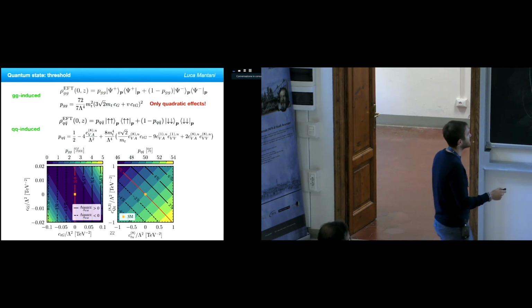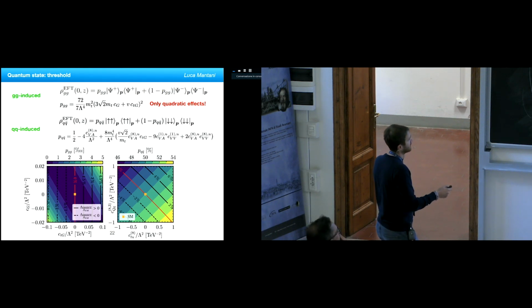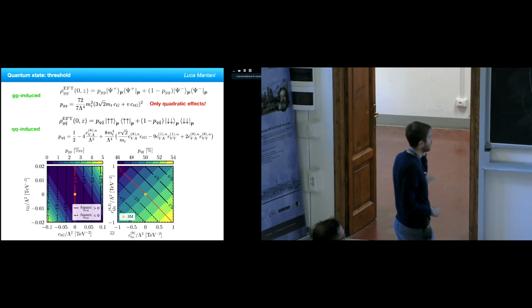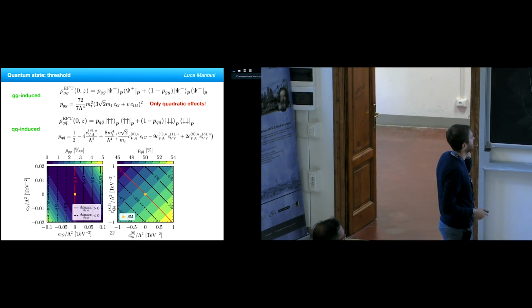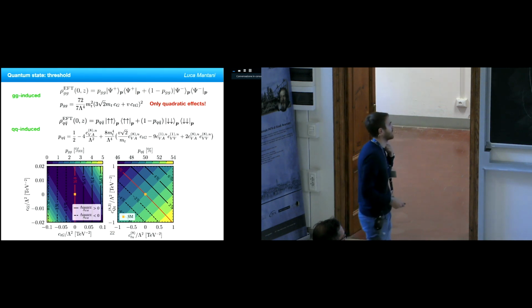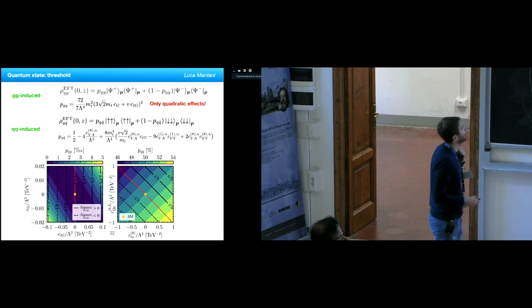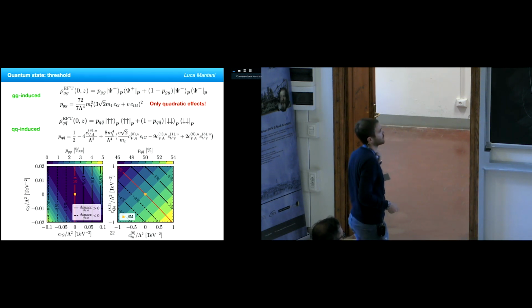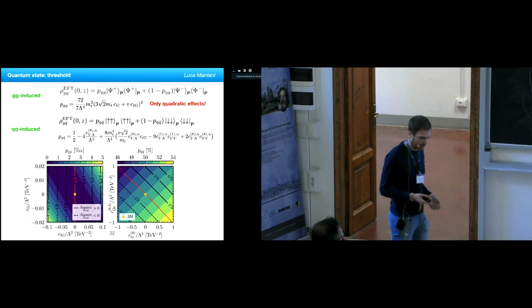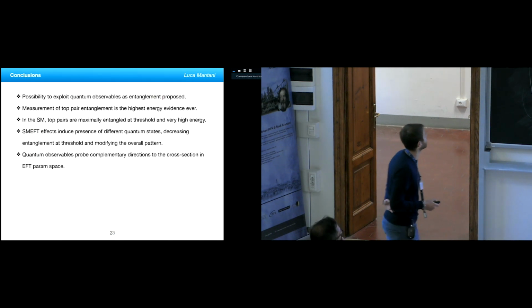And then instead, if you look at these quantum observables, here we plotted these specific probabilities, but you can do a similar job with concurrence and other observables. They probe different directions in the parameter space. And so by adding these observables, one can hope to gain more sensitivity to new physics. Okay, this brings me to my conclusions.